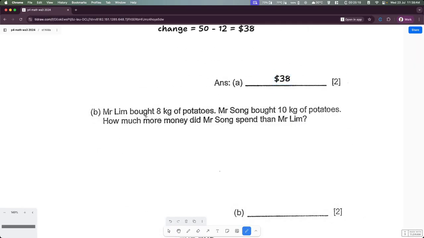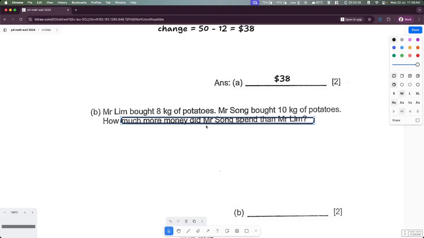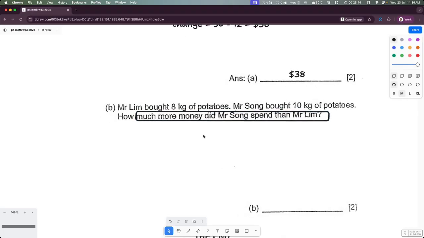The next question: Mr. Lim bought 8 kg of potatoes. Mr. Song bought 10 kg of potatoes. How much more money did Mr. Song spend than Mr. Lim? When you see how much more money, this is essentially the difference. So basically, what's the difference between Mr. Song and Mr. Lim?